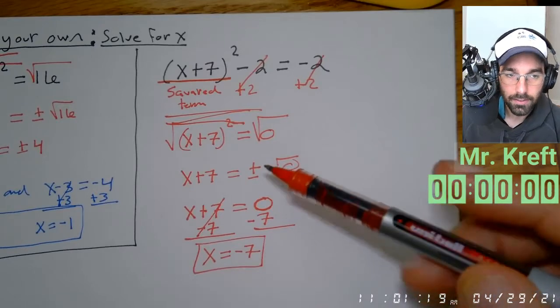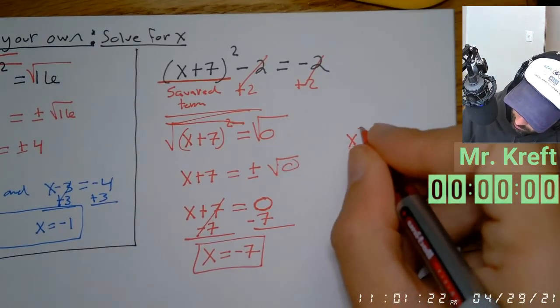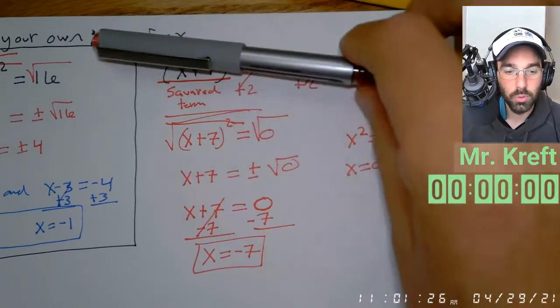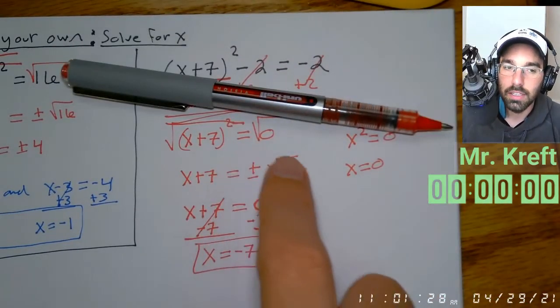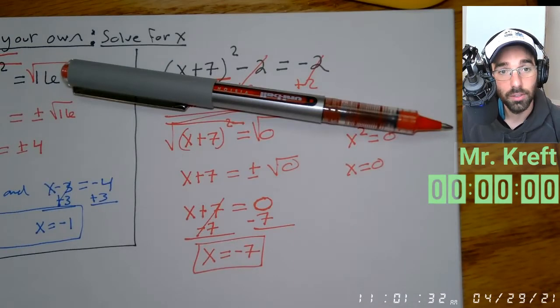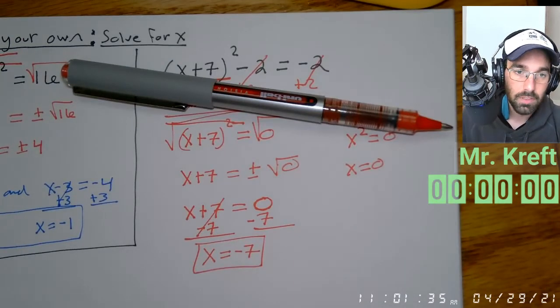So before, if we had x squared equaled 0, then it's just one solution as well. So whenever we have an x squared equal to 0, then we know we're only going to have one solution. So that's something that we learned last time that's coming back around this time as well.